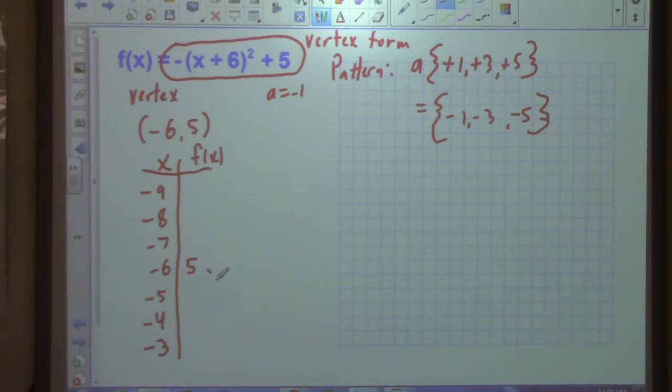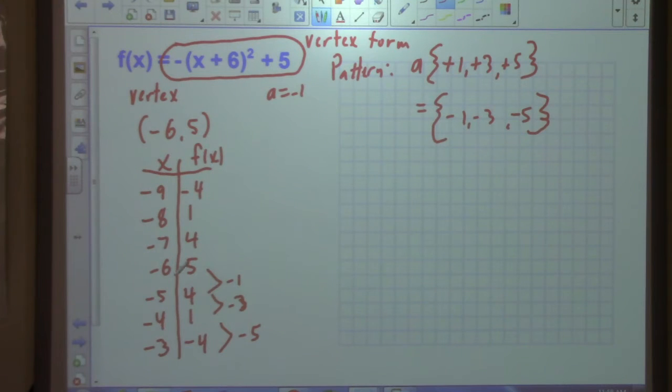And now here's where the -1 comes into place. What's 5 minus 1? 4. And what's 4 minus 3? 1. And then finally we have -5, so what's 1 minus 5? -4. So now we can do the same thing over on this other side. So we're going to put 4, 1, -4.